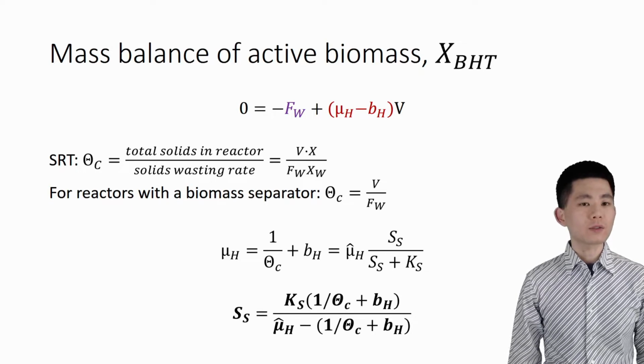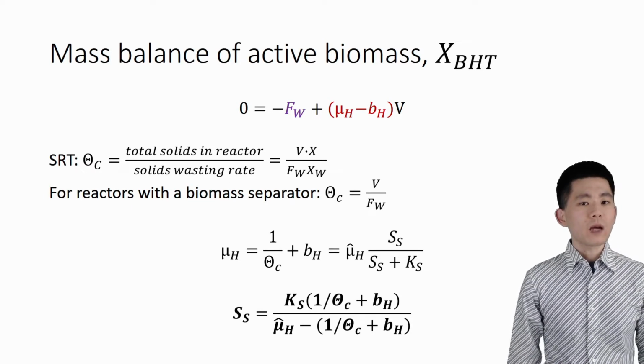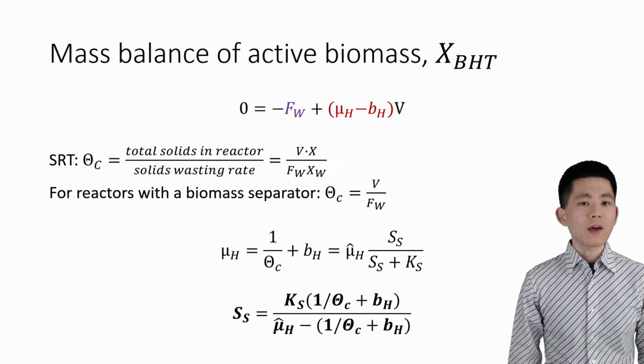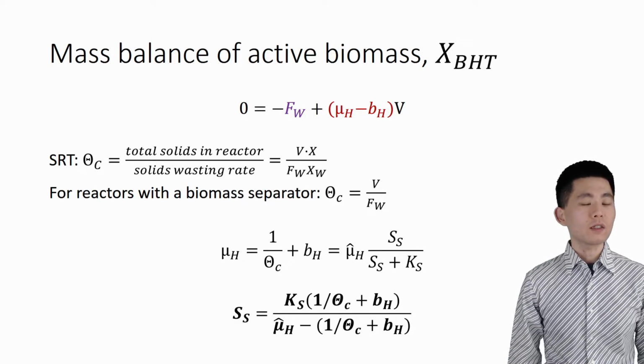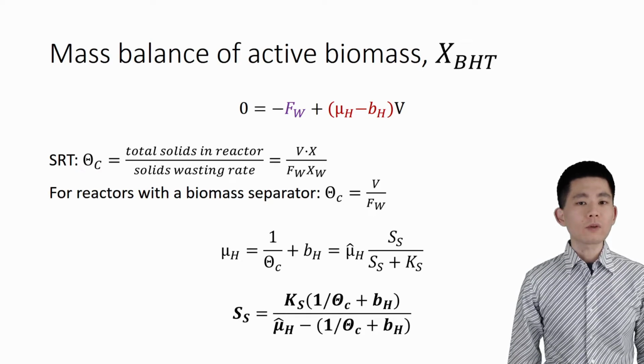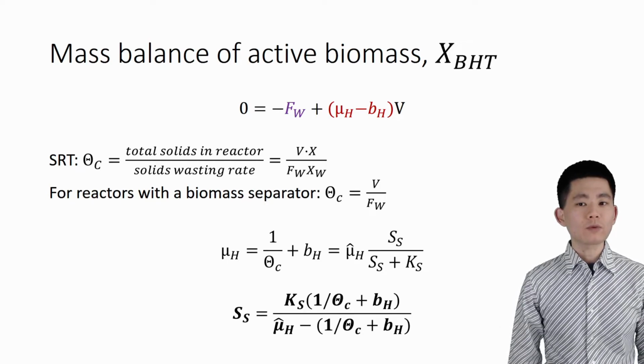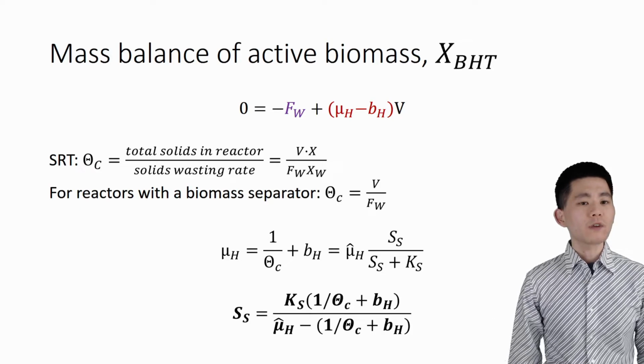Recall the description for solids retention time, SRT. For the biomass separator configuration, SRT is V over FW. We can transform the mass balance by dividing both sides by FW. So the growth rate μH equals 1 over SRT plus the specific decay rate bH. The growth rate can also be expressed by the Monod equation. Rearranging the equation, we can calculate the effluent soluble substrate concentration based on SRT with the given half saturation coefficient K sub S, maximum growth rate, and specific decay rate bH.